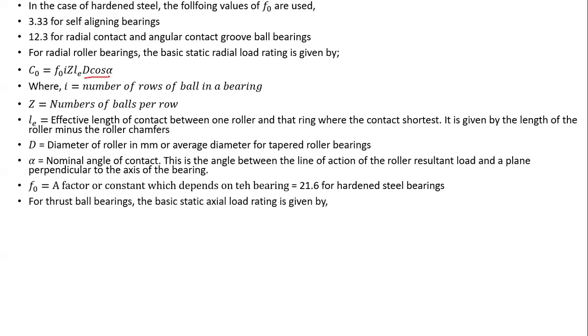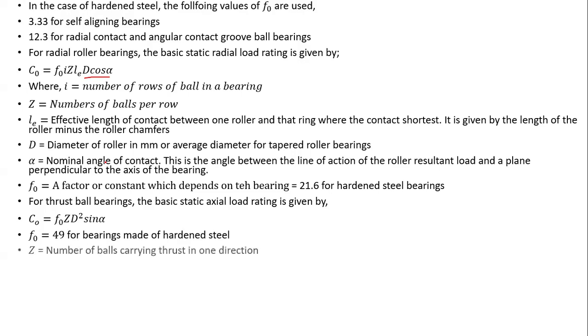Thrust bearings, load rating for them. The only difference we can see is here we have F0 Z D² sin α. We've shortened some things there. Why? This is the thrust bearing, a different type. So F0 can be 49, and of course Z is just the number of balls carrying the thrust in one direction. D, of course, is the diameter that we are referring to.